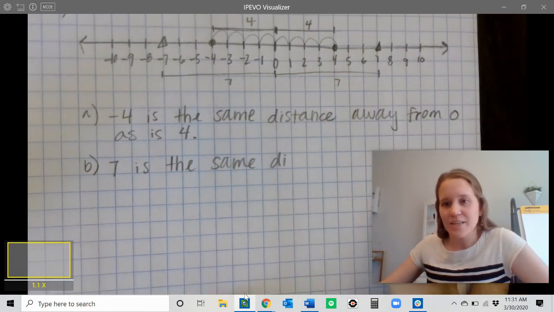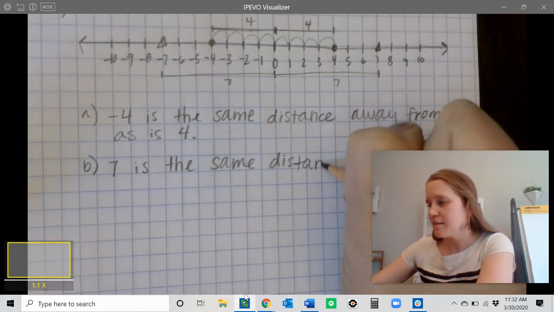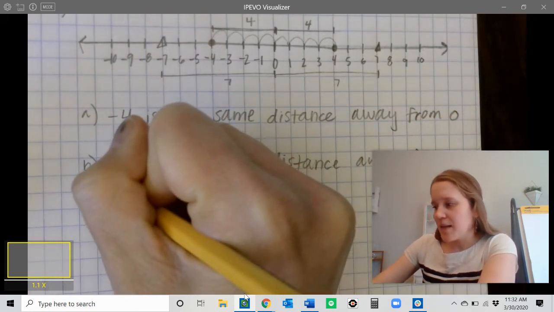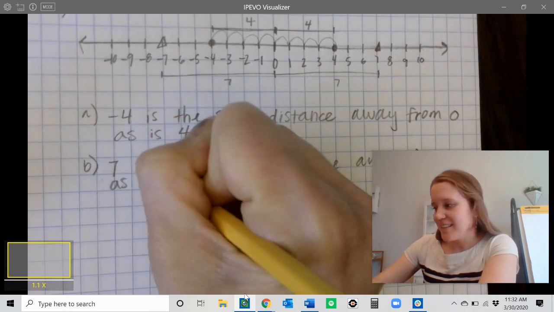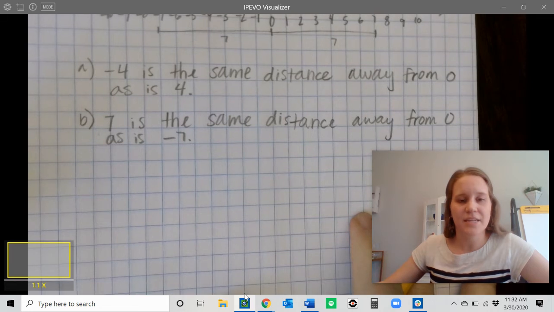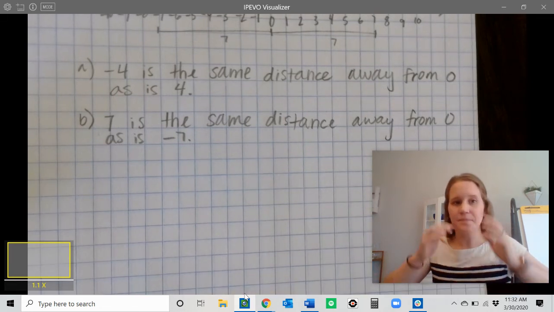So I was writing, and you should pick up with me, 7 is the same distance away from 0 as is -7. Oops, sorry guys. 7 is the same distance away from 0 as is -7.